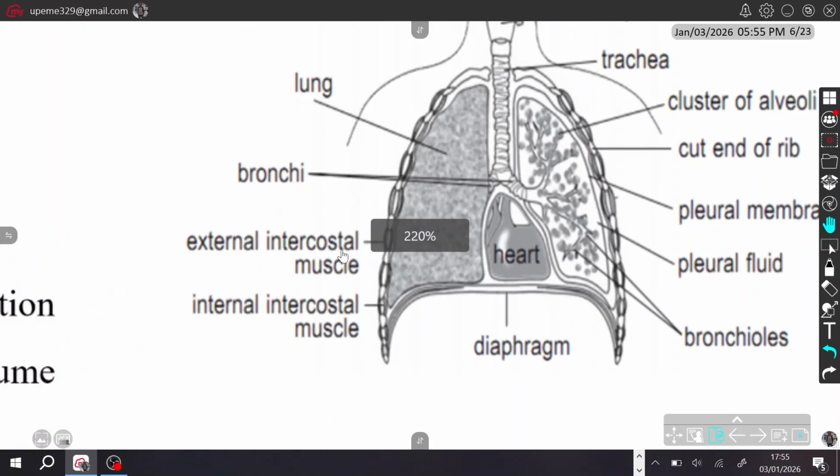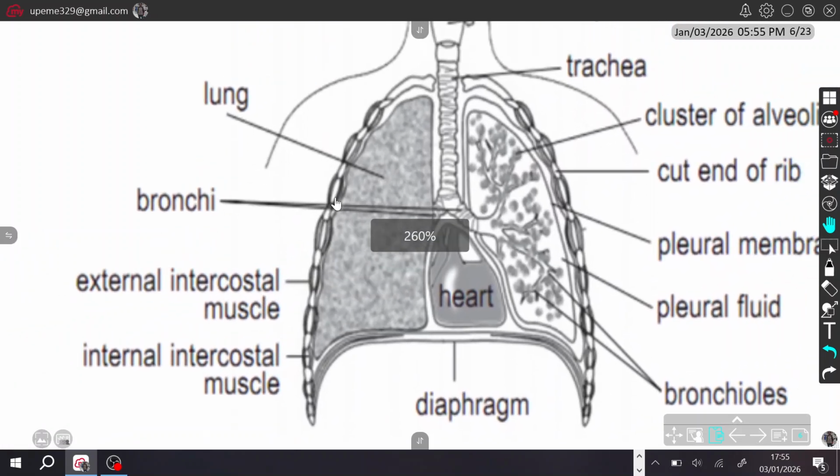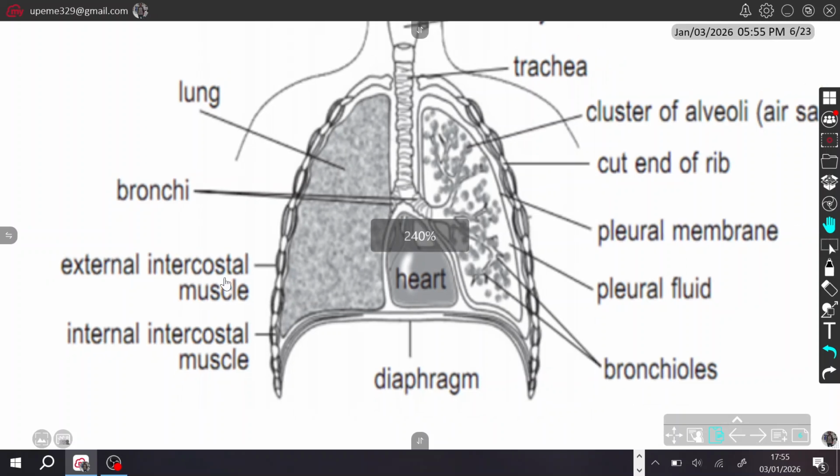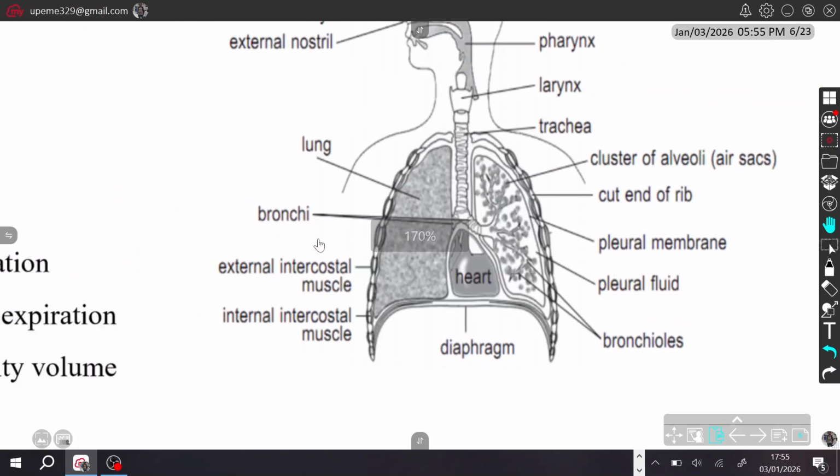Let's try to zoom in a bit if we can manage to see. Yes. So this white part, this one, it is a rib. From this end here, cut end of rib. Then this muscle outside here is the one called external intercostal muscle. Then the one inside is the one called internal intercostal muscle. All right, so you see now what we are talking about.